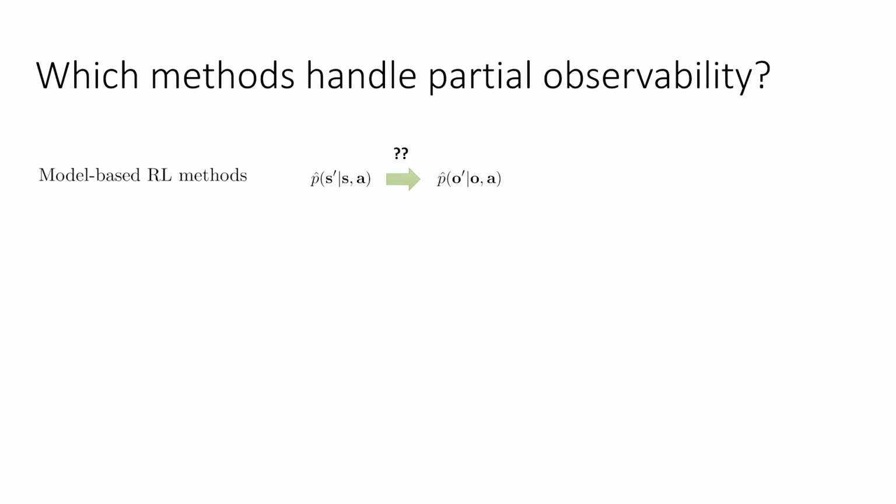Okay, what about model-based RL methods? Could we simply substitute O in place of S in our predictive model and then get the correct answer? It turns out the answer is very much no. And here's an example to illustrate why this is such a bad idea.